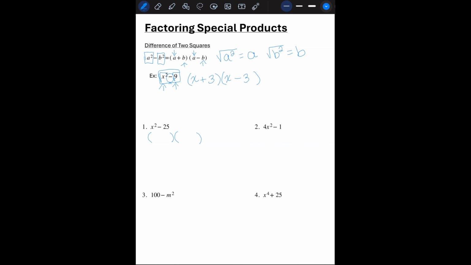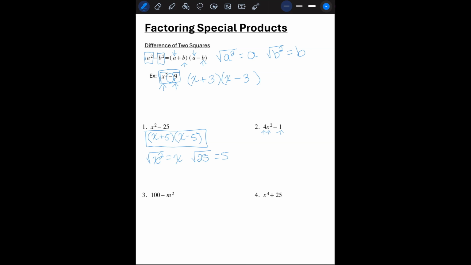So if I take the square root of the x squared, that gives me x. I know that goes in the front. I know that these are conjugates, so one is a positive, one is a negative. And if I take the square root of that back number, I get 5, and that goes in the back of both. So if you take a look at number 2, you not only have to make sure that your leading coefficient is a perfect square, but also that the variable behind it is also a perfect square. 1 is a perfect everything.